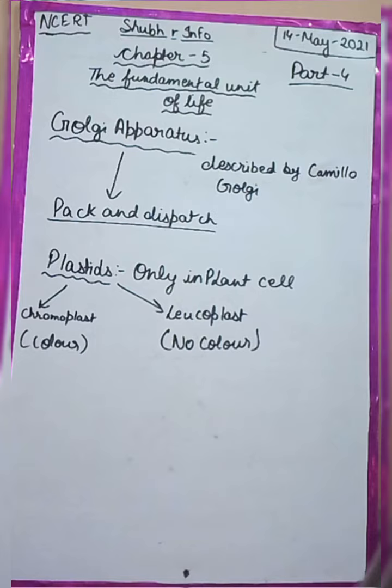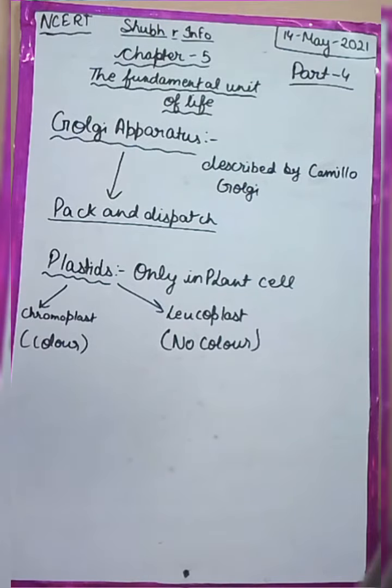In today's video, we are going to discuss part 4 of chapter number 5, the fundamental unit of life. In the previous video, we did the endoplasmic reticulum, the nucleus, and the mitochondria also, but some things were left. So we have to complete them also. The first thing which was left was what?